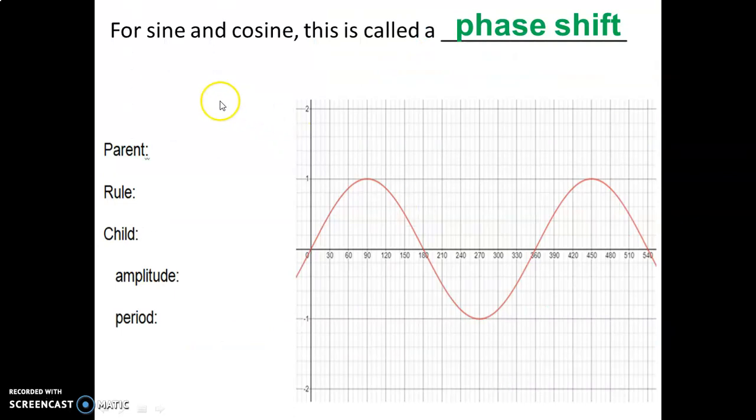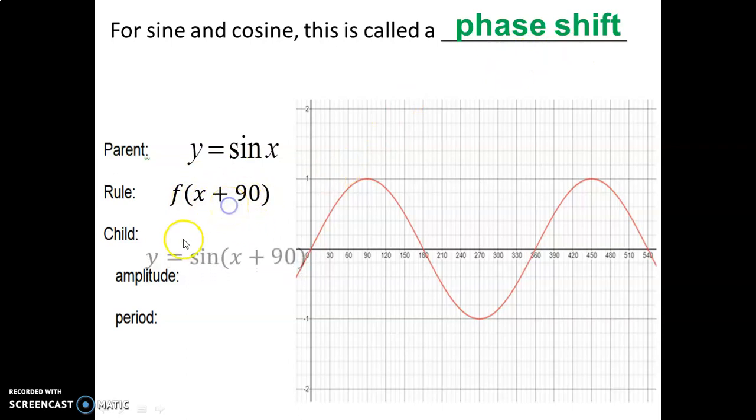Okay, so let's look at that. For sine and cosine graphs, this movement left to right is called a phase shift. So here is our parent graph. Here's a sine graph. We know because it begins at 0. We're going to apply this rule, the one we just talked about, x plus 90. So this is a phase shift, x plus 90, which means we've created this child because into the function we've put x plus 90. So this x is replaced by all of this. So here it is, x plus 90. And now we see positive, which actually means a negative shift horizontally along the x-axis.